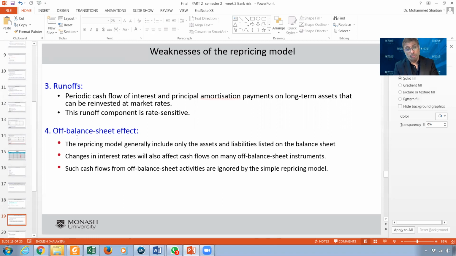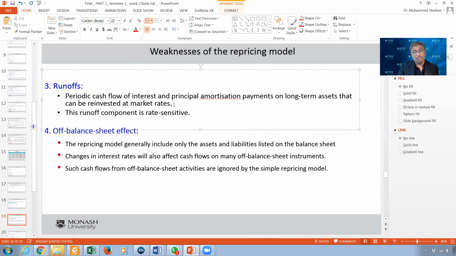So this is also the one we take and invest again, it could be rate sensitive. So this runoff component is rate sensitive, which means the periodic cash flows of interest and principal amortization payments on long-term assets can be reinvested at market rates. They don't take this into consideration. They just take the loan. It's 20 years or it's 5 years or it's 3 years. Whatever is happening inside, it doesn't take care of that.